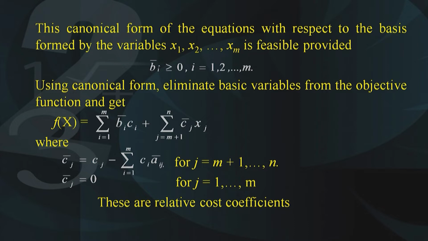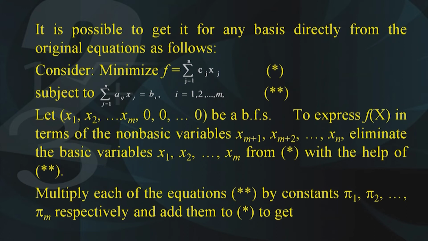Now, these are nothing but the relative cost coefficients, or the entries in the deviation row, as we have seen till now, that when you do the simplex calculations, at each iteration you have the deviation rows. Now, it is possible to get it for any basic variable or any basis directly from the original equations as follows. Let us suppose we have the problem, minimize f equal to summation c_i x_i, we will call this equation star, subject to the conditions summation a_ij x_j equal to b_i, i goes from 1 to m, and this equation we will call double star. So, this is nothing but the linear programming problem in the standard form.